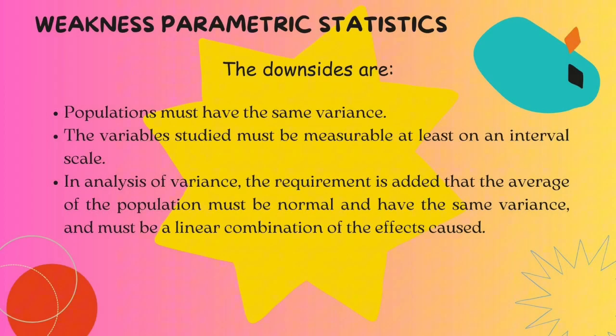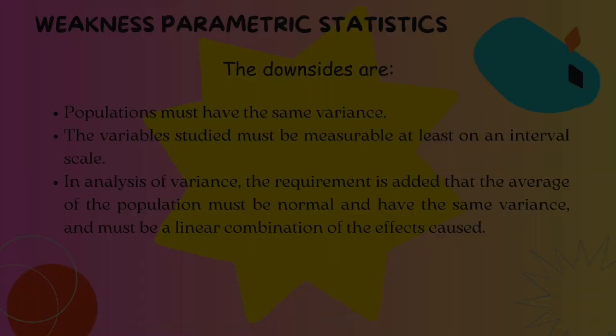Weaknesses of parametric statistics. The downsides are: population must have the same variance. The variable studied must be measurable at least on an interval scale. In analysis of variance, the requirement is added that the average of the population must be normal and have the same variance, and must be a linear combination of the effect caused.